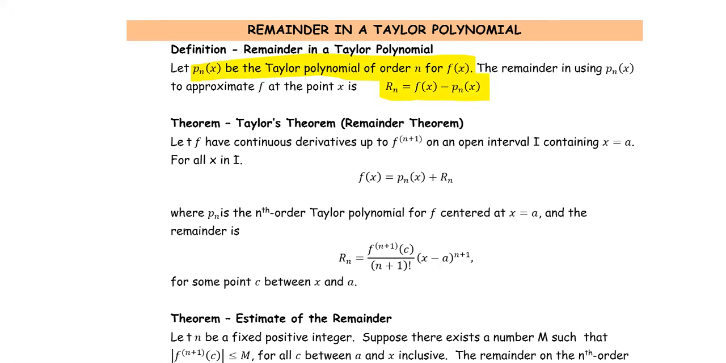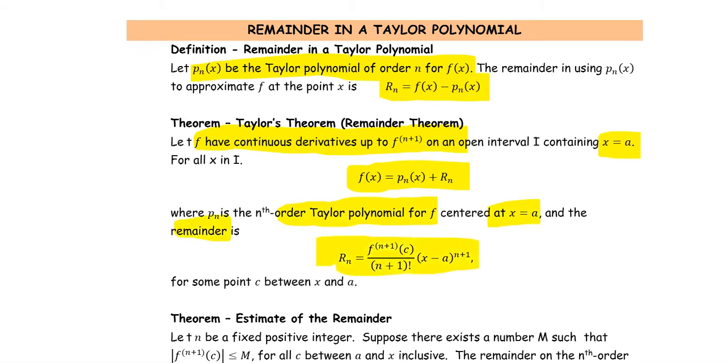Theorem, or the remainder theorem. Let f have continuous derivatives up to the n plus 1 derivative on an open interval I containing x equals a. For all x in I, f of x equals Pn plus Rn, where Pn is the nth order Taylor polynomial for f centered at x equals a, and the remainder is Rn equals the n plus 1 derivative of the function f at the point c divided by n plus 1 factorial times x minus a to the n plus 1, for some c between x and a.